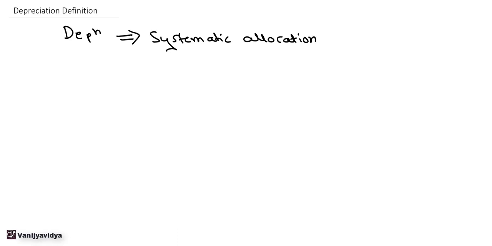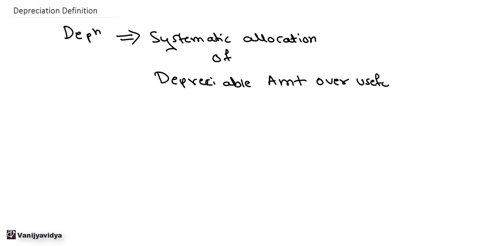Now, the depreciation definition. As per Schedule 2 of the Companies Act, depreciation is the systematic allocation of depreciable amount over the useful life of the asset.